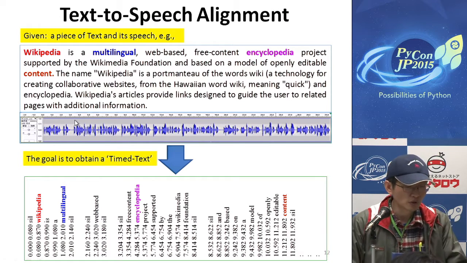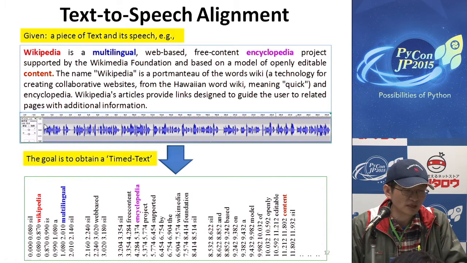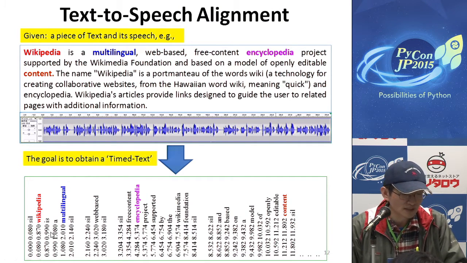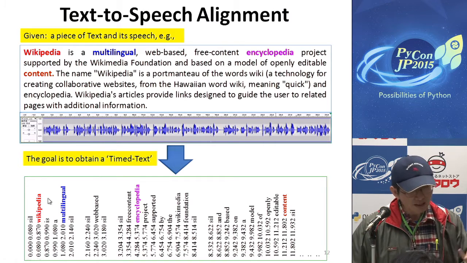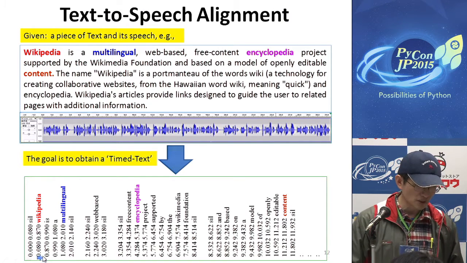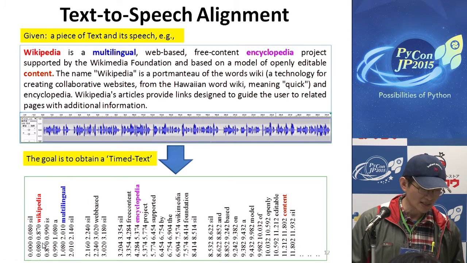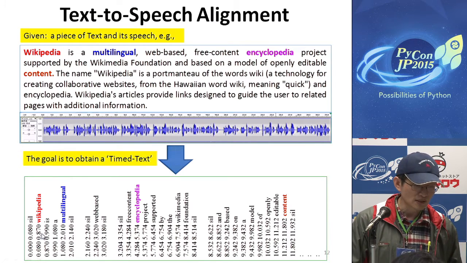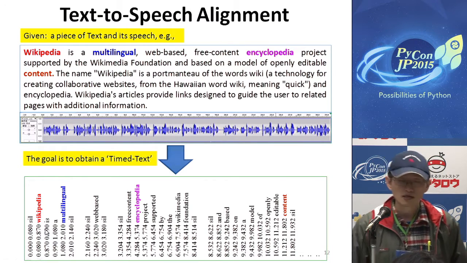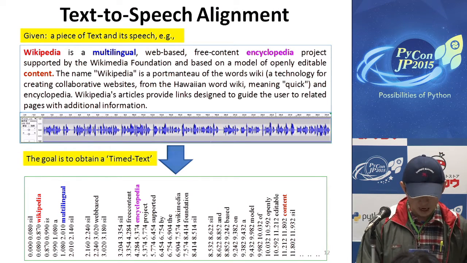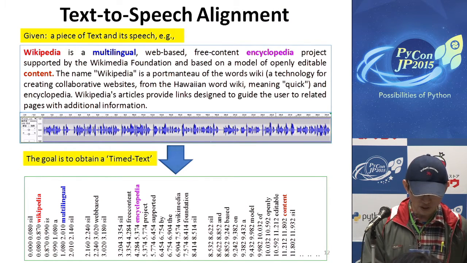We just want to, by inputting these two kinds of things, do some labeling. For example, here we must have some computation about Wikipedia. Such a word is between 0.080 second to 0.870 second, something like that. So this is our target, our goal. We want to do such kind of a task.